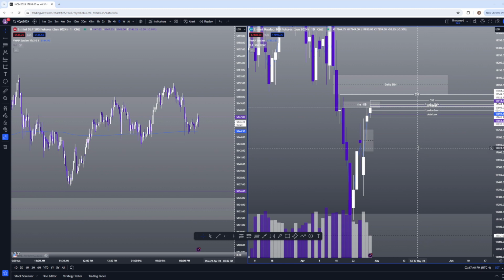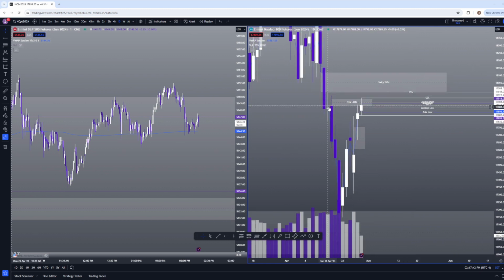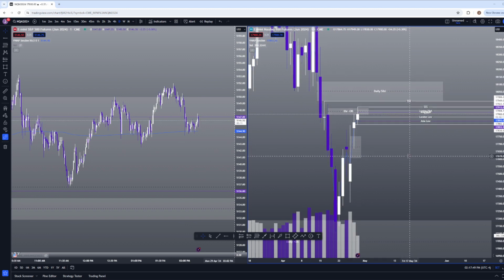Now, one thing we have to think about is we do have this daily order block, and we do have a lot of volume gaps down below. But what I'd want to see happen is price come up to this daily and then bounce from there and try to fill our volume gaps after that.